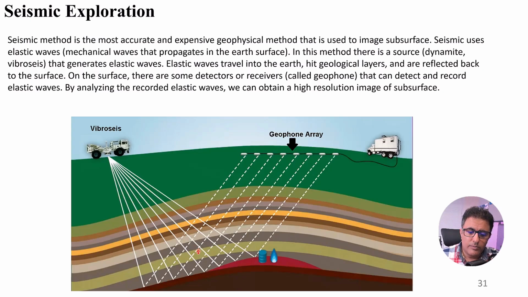So once the seismic waves hit different geological boundaries, a fraction of their energy is bounced back or reflected back to the surface. And if we have some sensors on the surface, called geophones or hydrophones, depending on if we are in a land or marine environment, we can record seismic waves. And by analyzing the seismic waves, we are able to obtain a detailed image of the subsurface.